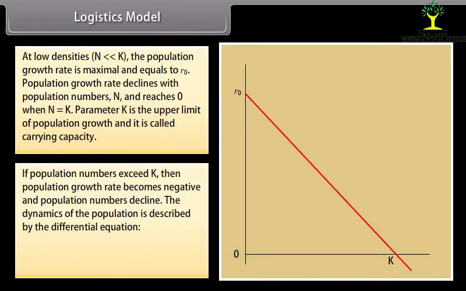If population numbers exceed K, then population growth rate becomes negative and population numbers decline. The dynamics of the population is described by the differential equation dn by dt equals rn equals r0 n into 1 minus n by K.